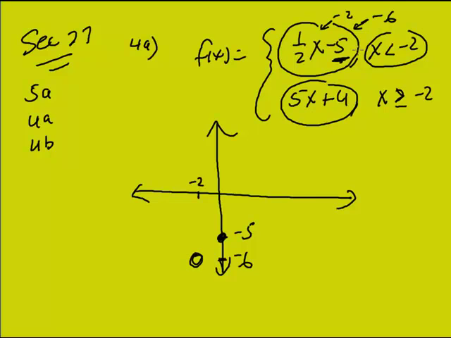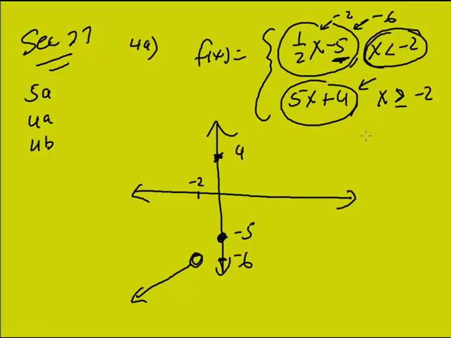Now this line exists to the left of negative 2. So when I graph this line, I don't go up, I have to go down because it's going to the left of negative 2. Now I'm going to graph this one. That one, the y-intercept is 4. So I'm going to go over here, 4, and that's one of my points.